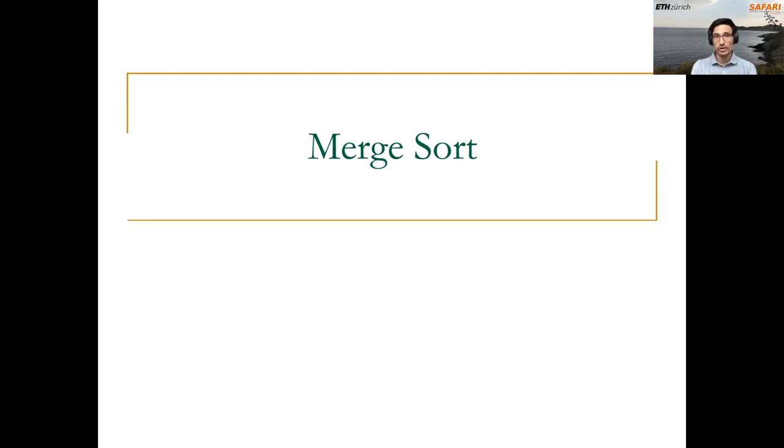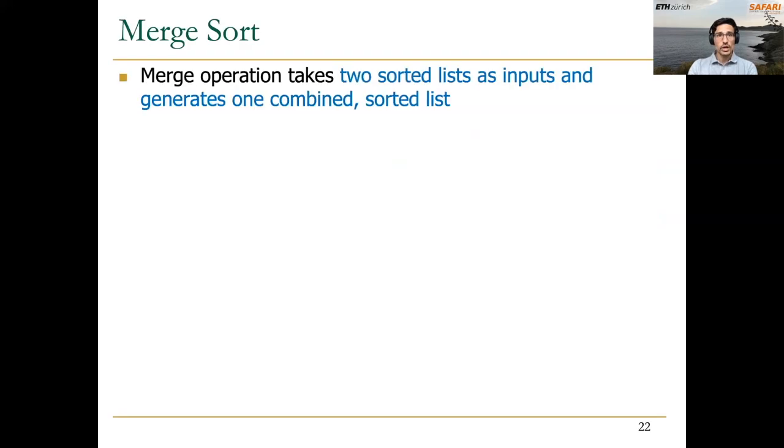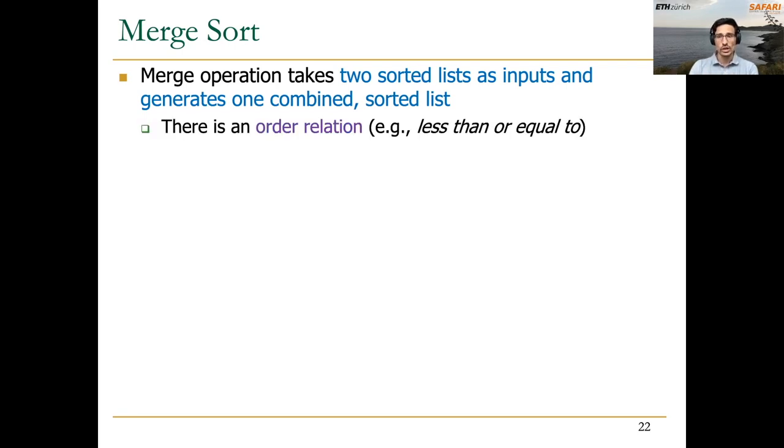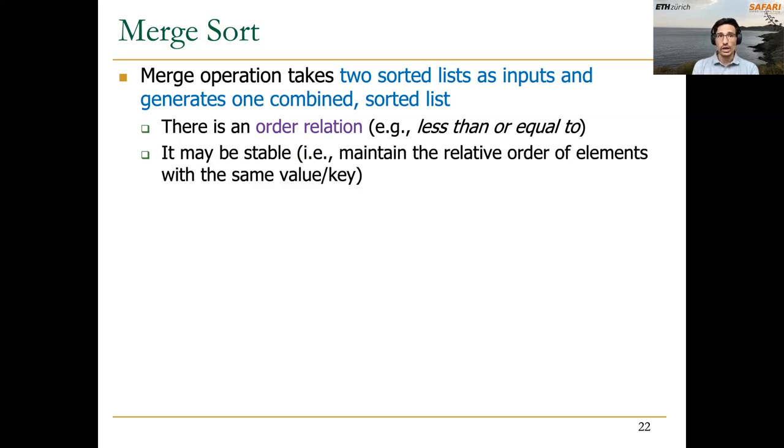Today, we talk about a new parallel pattern that is called merge sort. Merge is an operation where we take two sorted arrays or two sorted lists as the input, and we generate one single output list that is combined and sorted as well. Observe that there is going to be an order relation here. For example, elements will be sorted based on this relation, for example, less than or equal to. And we may require this merge operation to be stable, that is, maintaining the relative order of elements which have the same value or the same key.